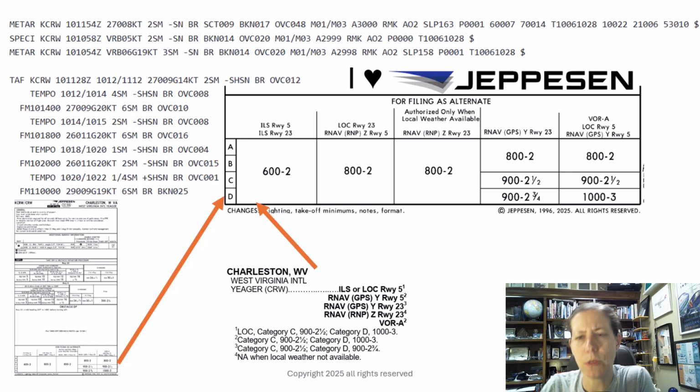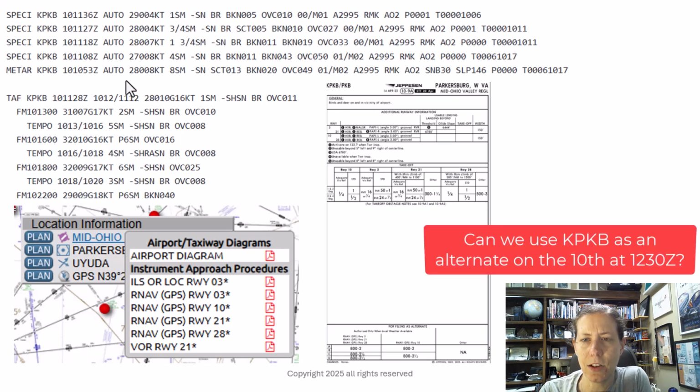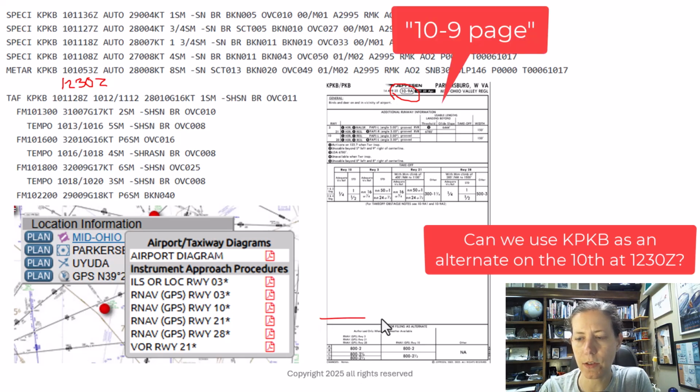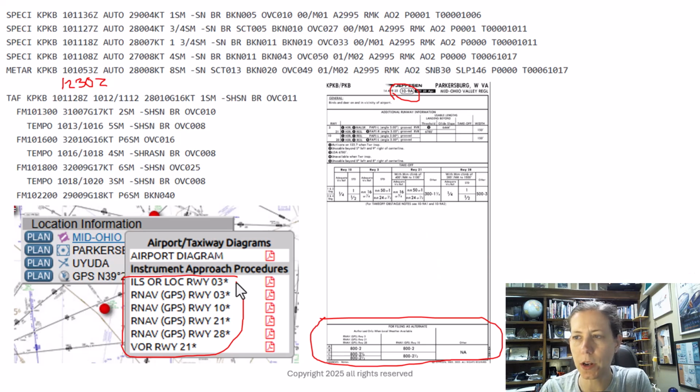Cool. Okay. So now I do want to do another example, and this one again corresponds to my other video, except in the other video I used FAA charts. Let's look at Parkersburg, West Virginia as a potential alternate, and let's also look at it at 12:30 Zulu and see if that might work. Now, here is my Jeppesen 10-9A chart. Again, we're looking at the bottom of the chart for the filing as alternate. And I also pulled up a list on SkyVector of what approaches are there at Parkersburg, West Virginia.